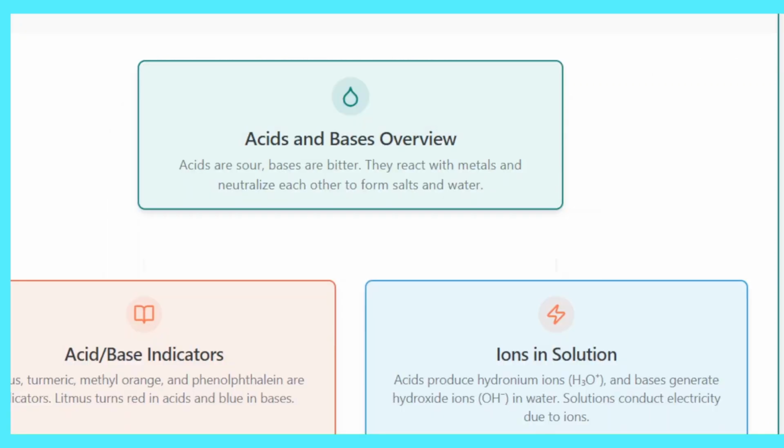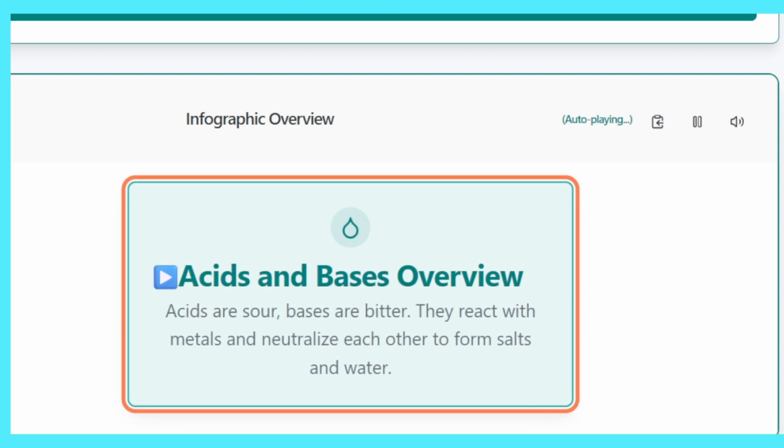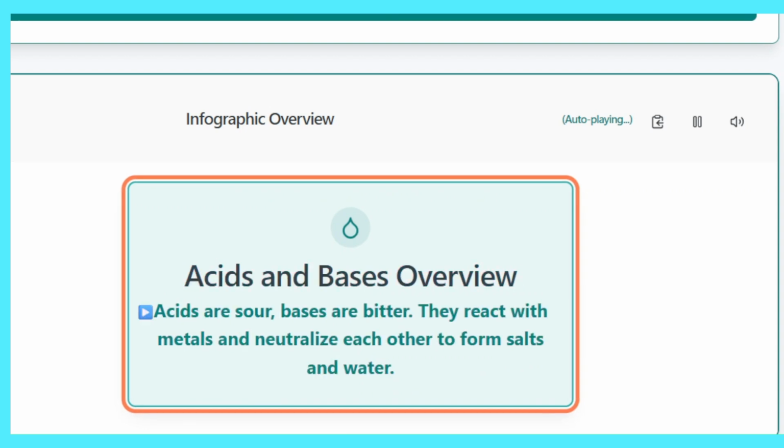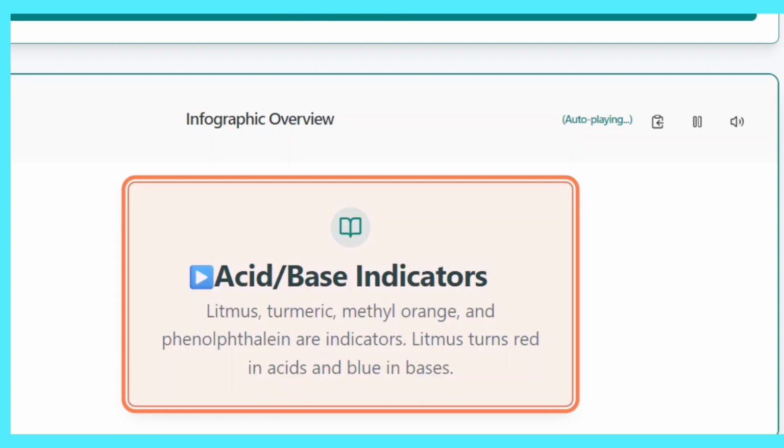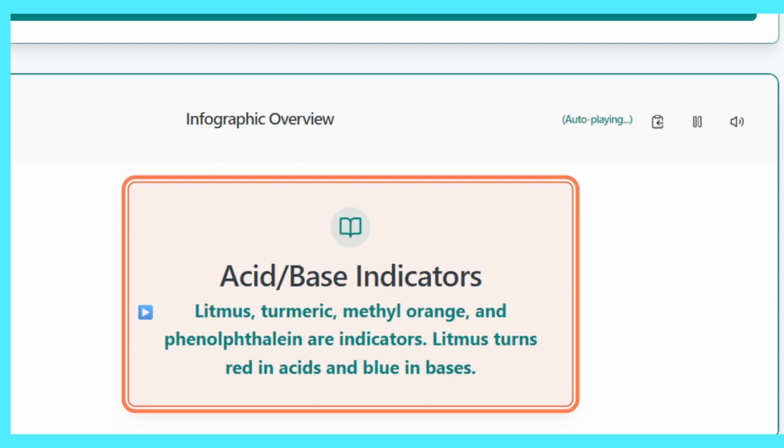Now starting, infographic. Acids and bases overview. Acids are sour, bases are bitter. They react with metals and neutralize each other to form salts and water. Acid, base indicators. Litmus, turmeric, methyl orange, and phenolphthalein are indicators. Litmus turns red in acids and blue in bases.